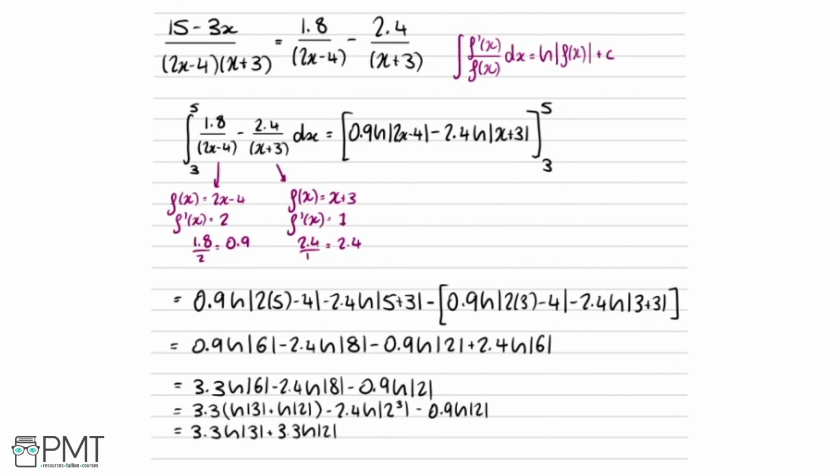And then here we can use the log law to say we're going to bring down this power and multiply it by the minus 2.4. So doing that, we'll get minus 2.4 multiplied by 3, so minus 7.2 ln 2. Then minus 0.9 ln 2. So lastly here, we're just going to collect like terms. So we're going to have the 3.3 ln 3. Then we're going to collect all of the ln 2's together. So 3.3 minus 7.2 minus 0.9, which is going to be minus 4.8 ln 2. And that's actually the final answer in the correct form that they wanted.